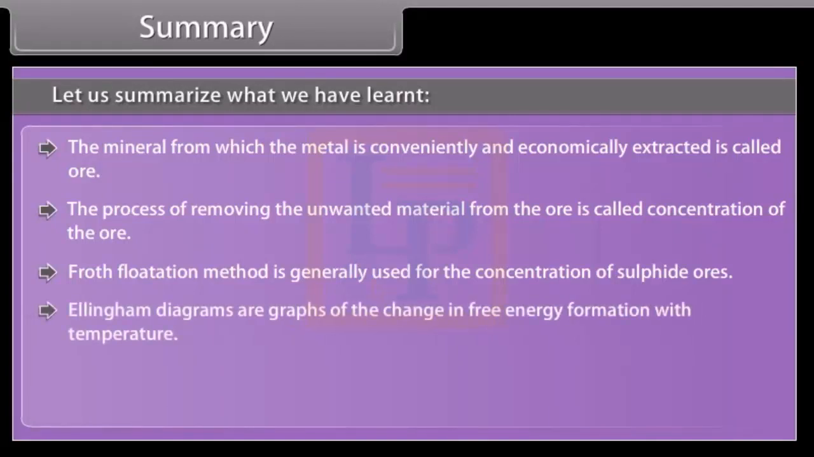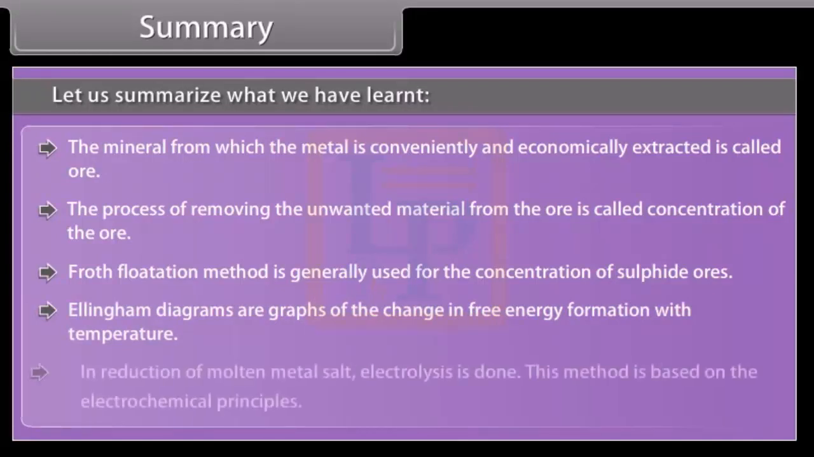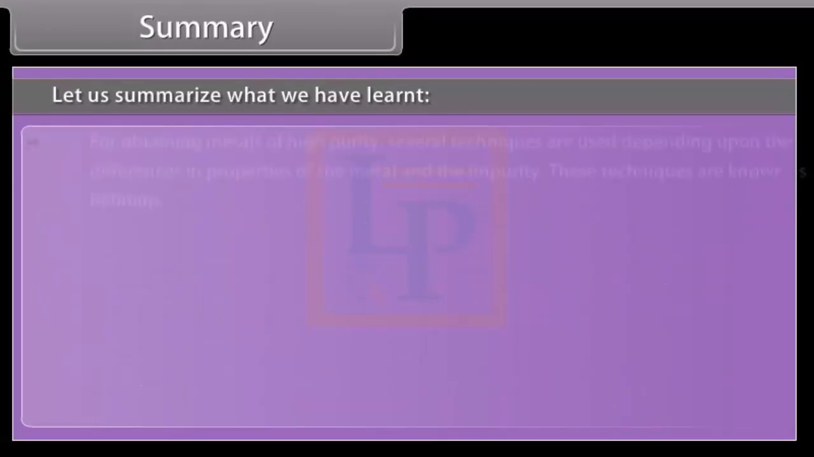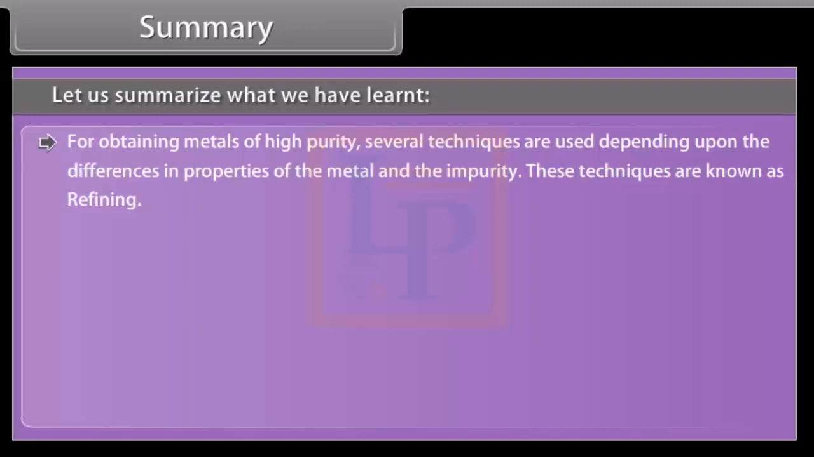Ellingham diagrams are graphs of the change in the free energy of formation with temperature. In reduction of molten metal salt, electrolysis is done. This method is based on the electrochemical principles. For obtaining metals of high purity, several techniques are used depending upon the differences in properties of the metal and the impurity. These techniques are known as refining.